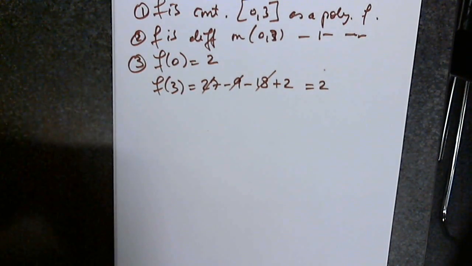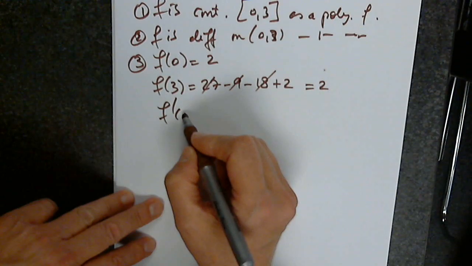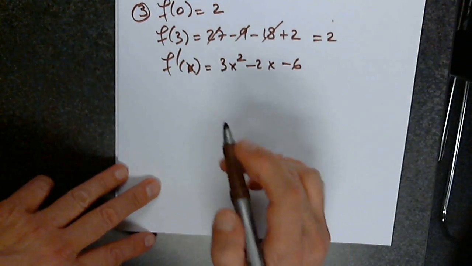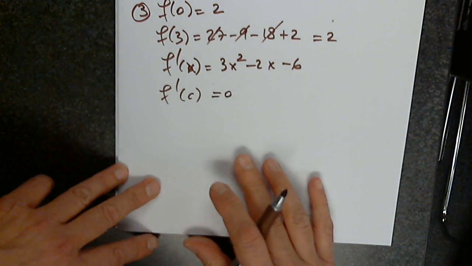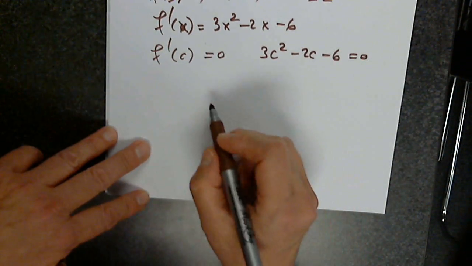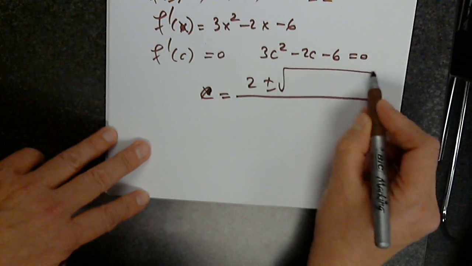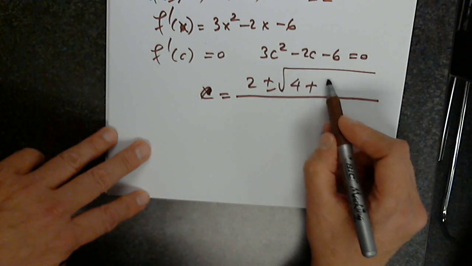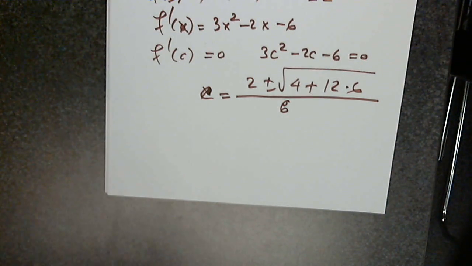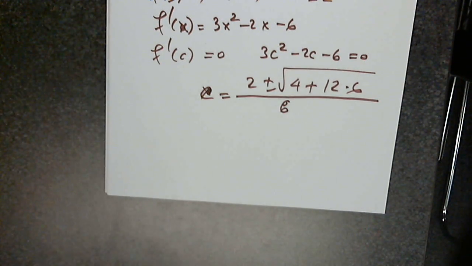Therefore, all 3 conditions or hypotheses of Rolle's theorem are fulfilled. So then f prime of x is 3x squared minus 2x minus 6. So there is f prime of c that will be 0, or 3c squared minus 2c minus 6 equals 0. Of course, I will use the quadratic formula: negative b plus or minus the square root of b squared minus 4ac, divided by 2a. So this is 76. Okay, I'll punch it in the calculator.